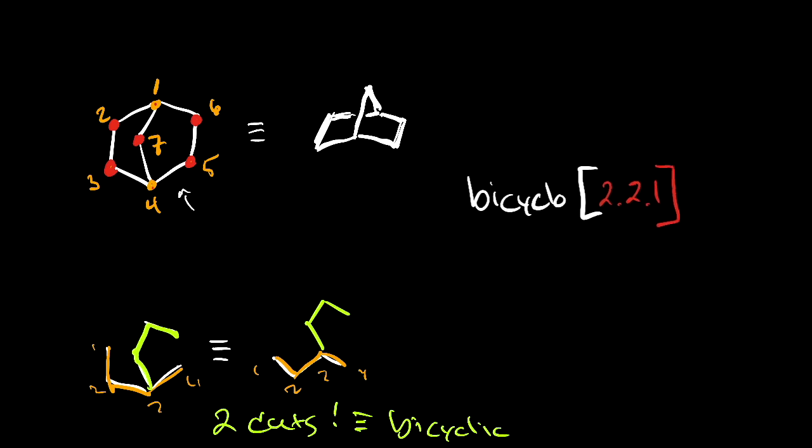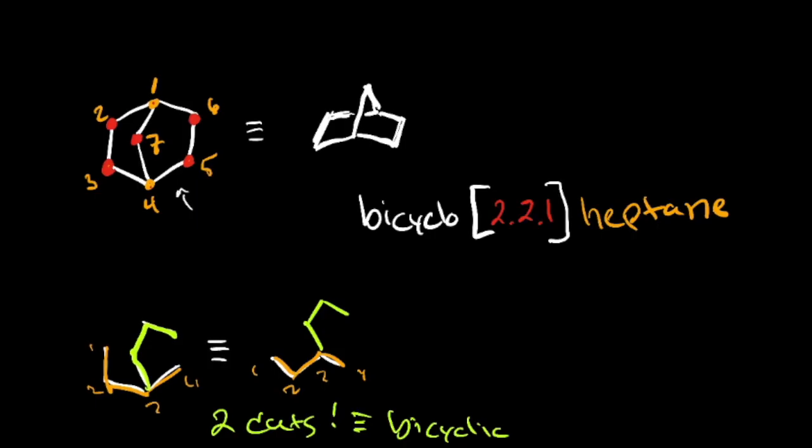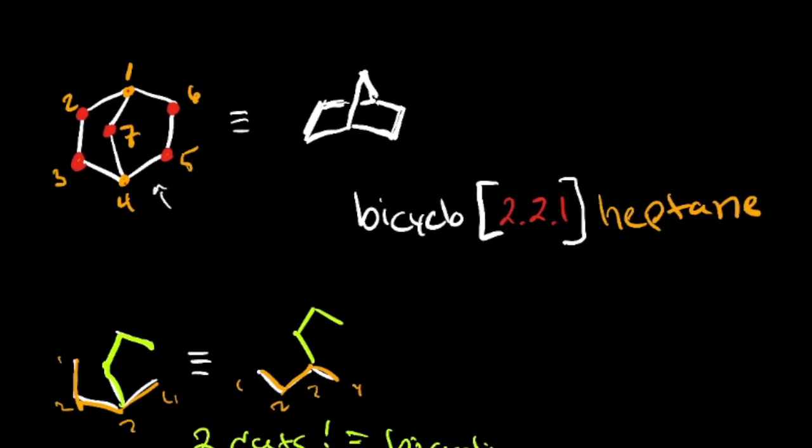Let's move this down a bit. And then we write the name of the parent alkane. How many carbons did we count? We counted 7. So if we count 7, then the name is heptane, so bicyclo[2.2.1]heptane.